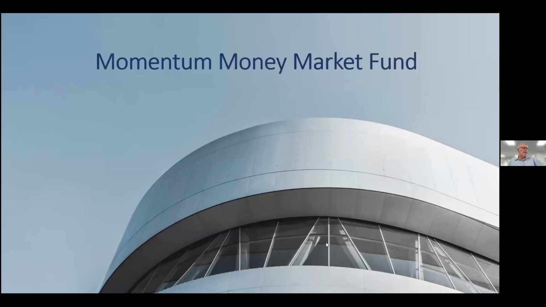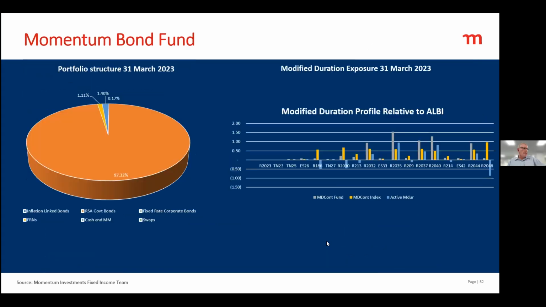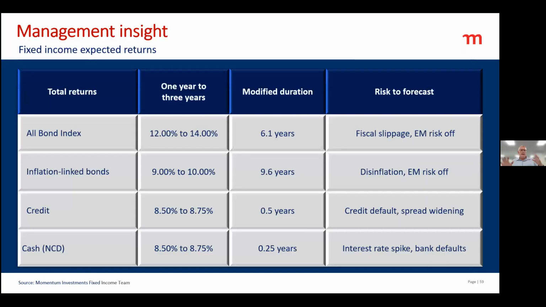Right, I don't want to jump through funds in the interest of time. I just want to quickly end off with our expectations. I can always send you the presentation. So what do we expect? We always put the peg in the ground in terms of inflation: it is going to be 6% this year. So what can we expect from the different asset classes?